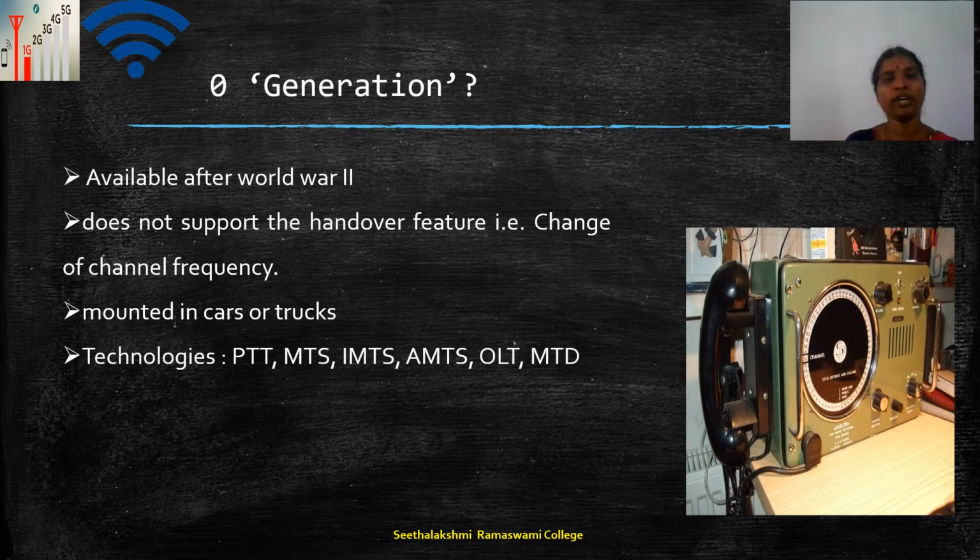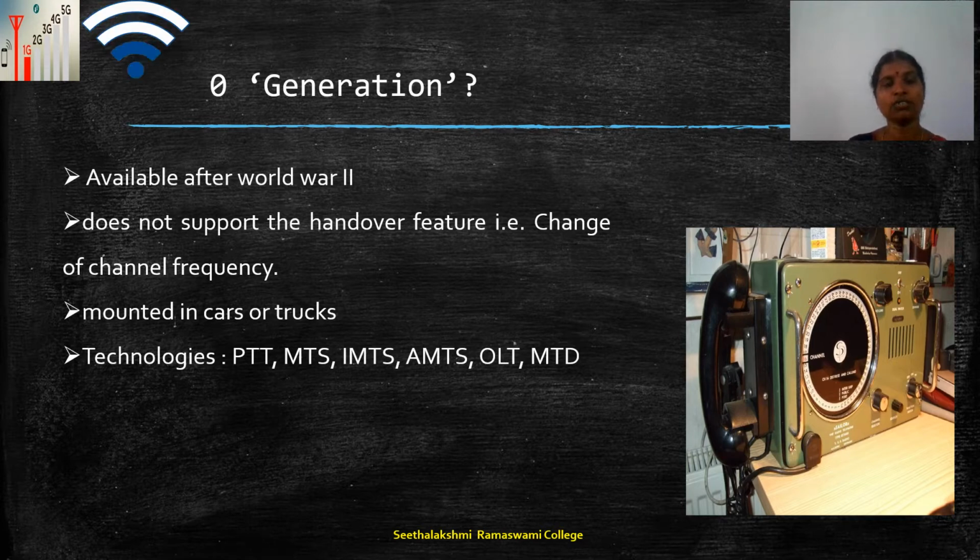Zero generation. Wireless telephone started with 0G, which became available after the Second World War. In those pre-cell days, the mobile operator set up the calls because there were only a handful of channels available. These mobiles did not support the handover feature, that is, change of channel frequency. 0G refers to pre-cellular mobile telephone technology in the 1970s. Radio telephones were mounted in cars before the advent of cell phones. Mobile radio telephonic systems produced modern cellular mobile telephone technology. Since they were predecessors of the first generation of cellular telephones, these systems are called zero generation systems.